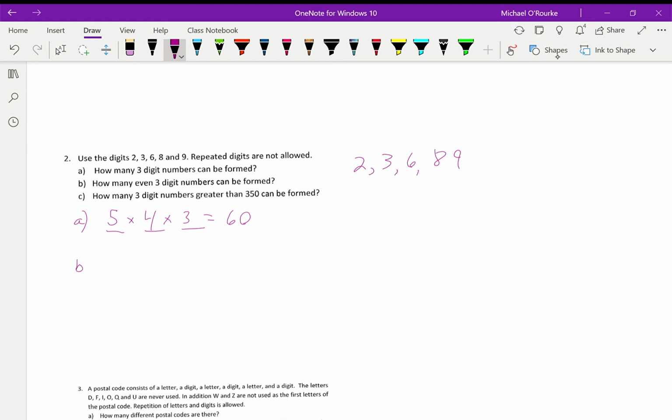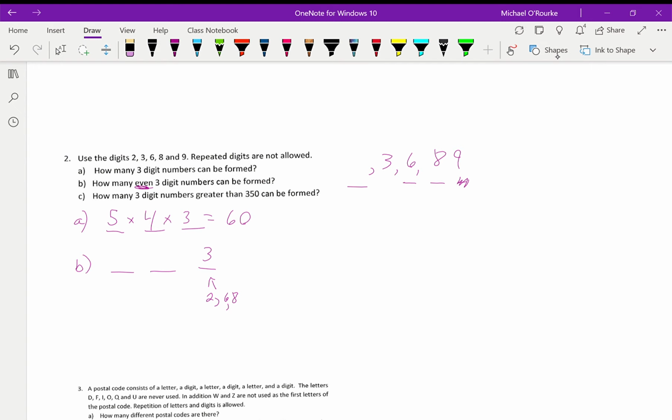Now for B, it has to be an even number. So this number here has to be an even number. And the even numbers are 6, 8, and 2. So the 2, 6, and 8 can go there. So I have three options to go in that last digit spot.